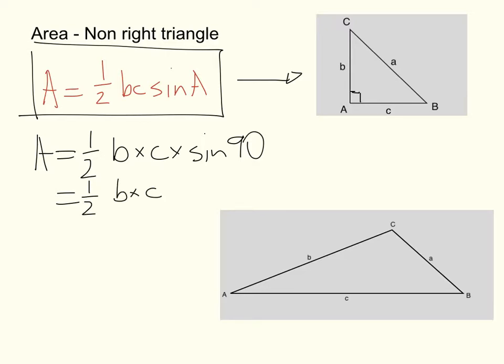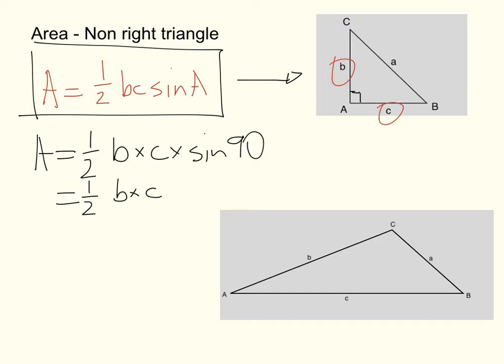Now look at this triangle, it's half of the base C multiplied by the height. That's just a standard formula for the area of a right angled triangle. So this is not a different rule, it's just a more extensive rule that allows us to apply this to right angled triangles or non-right angled triangles.